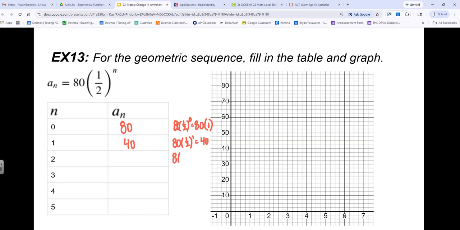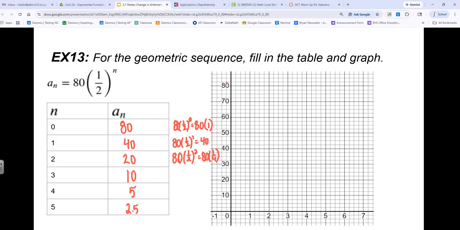If I do 80 times 1/2 to the second power, when you square a fraction, you just square the top, square the bottom. So that's going to be 80 times 1/4, and a fourth of 80 would be 20. Now, what does it look like we're doing each time as we go down to the next line? Just divide by 2. So you could just start using the pattern here. 10, 5, 2.5. And multiplying by 1/2 is the same as dividing by 2. So this makes sense for this problem, right?